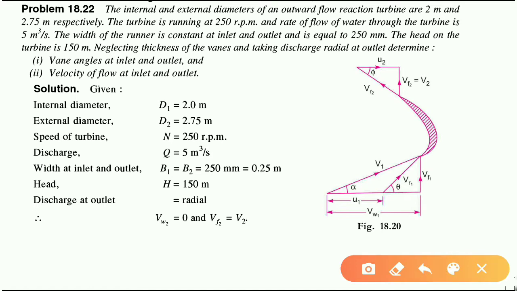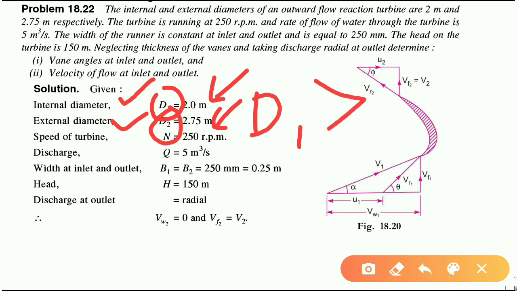The first thing given is the internal diameter and external diameter. The basic difference between the inward flow reaction turbine and the outward flow reaction turbine is the diameters. Here D1 is 2 meter and D2 is 2.75 meter, which means D2 is larger than D1. In case of inward flow reaction turbines, D1 is larger than D2.